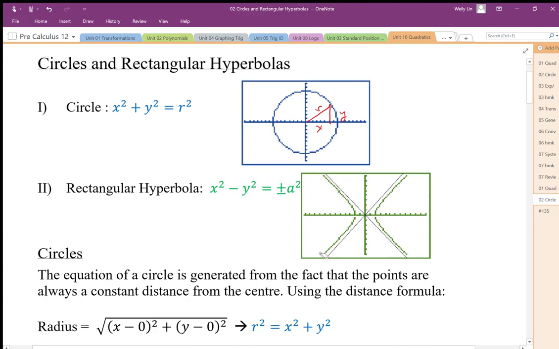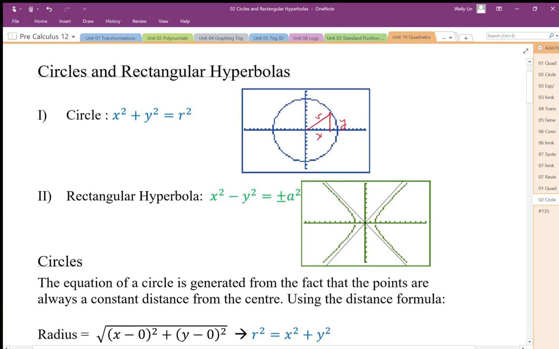These asymptotes are actually the generators of the cone. So if you can imagine that, those are the cone parts that it doesn't touch. So these are the curves that form, and we're going to end up with a formula x squared minus y squared equals plus minus a squared.